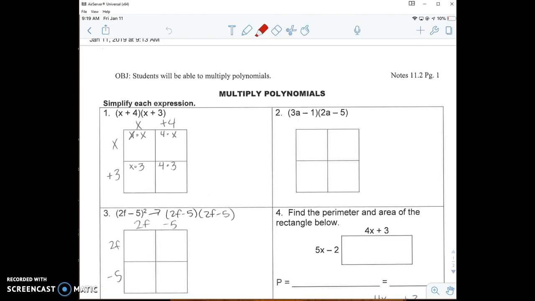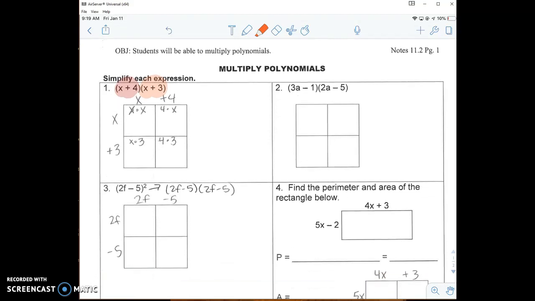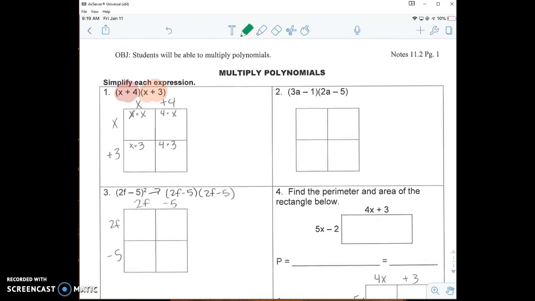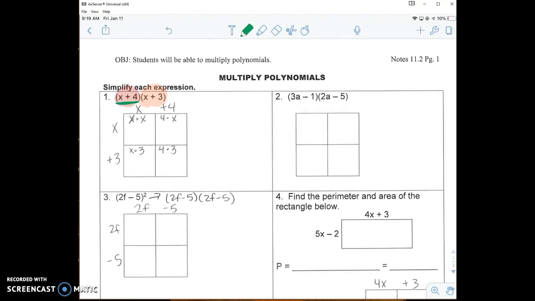Number 1, we have x plus 4 times x plus 3. One polynomial, one expression in parentheses multiplied by another expression in parentheses. To use the box, we write the first set of parentheses across the top, x plus 4, and the second set of parentheses down the side, x plus 3.